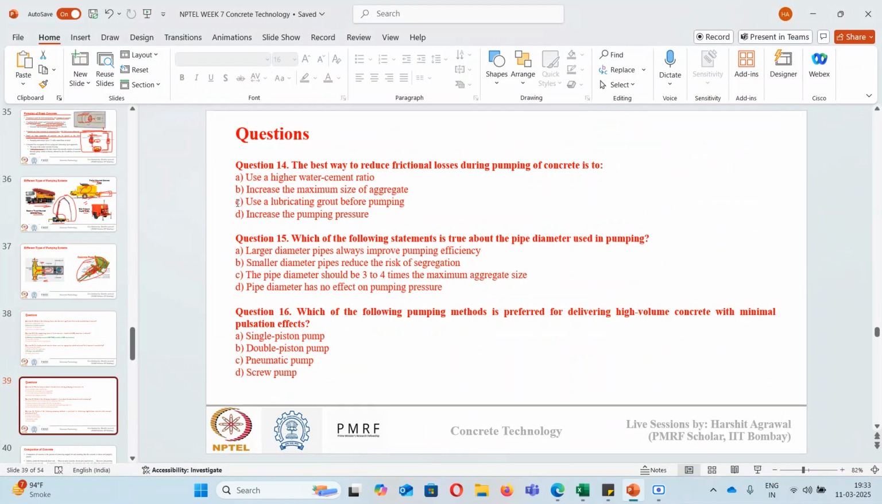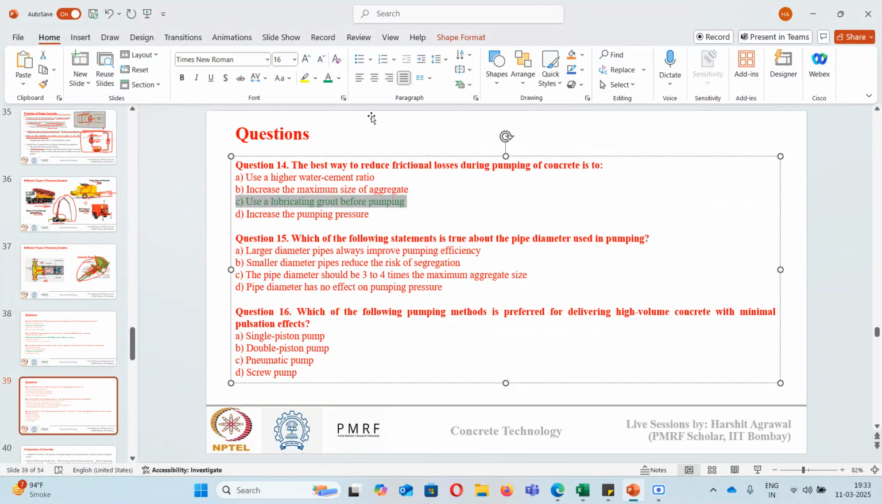For 14, the answer will be C, using a lubricating grout before pumping. Lubricating grout is basically cement slurry. If I can write it in simple terms, it is cement slurry. What the slurry does is it coats the pipe from inside, which reduces the friction and ensures a smooth concrete flow.